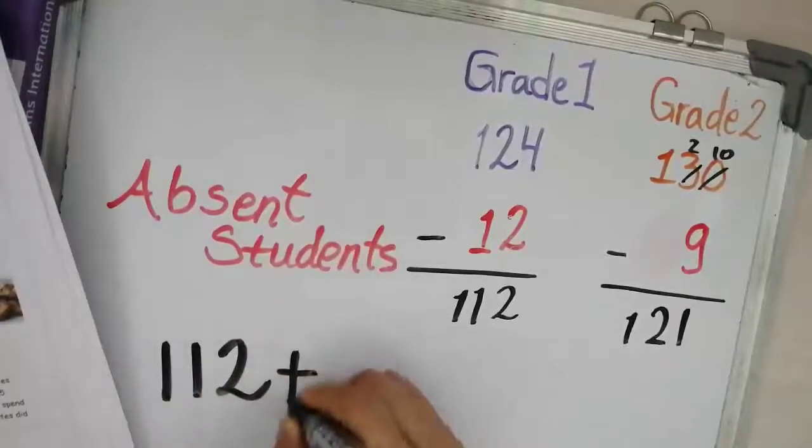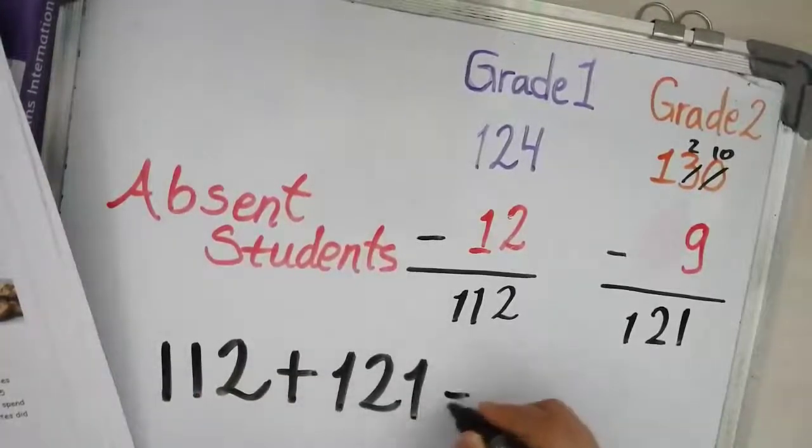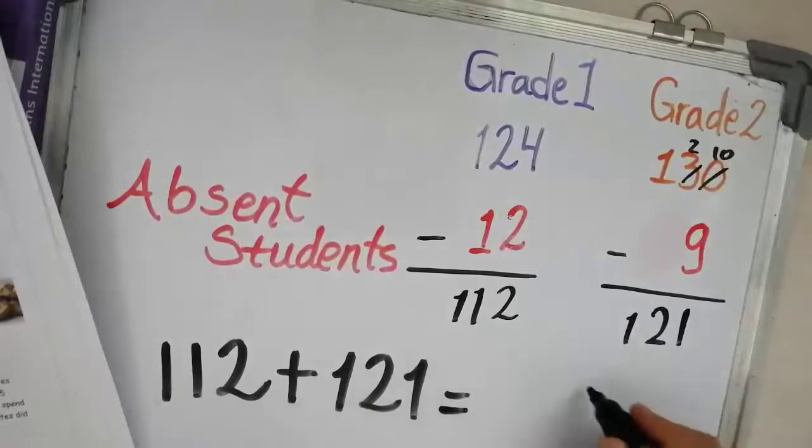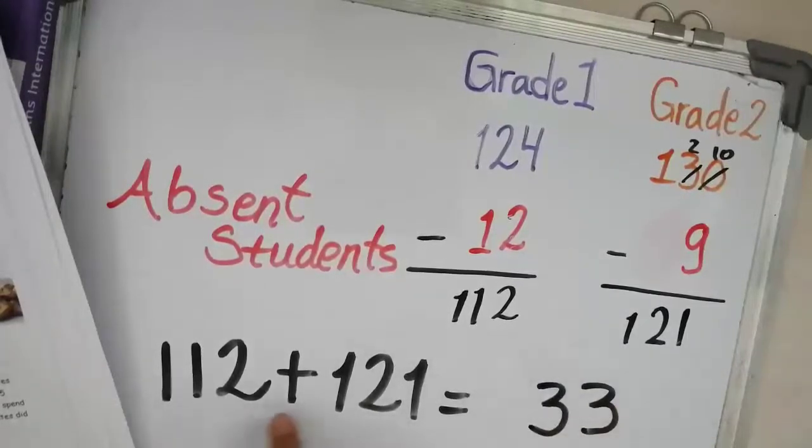112 plus 121. 2 plus 1 is 3. 1 plus 2 is 3. 1 plus 1 is 2. So the answer is 233 students were in school on Sunday. Okay? Now, moving on to question number 15.